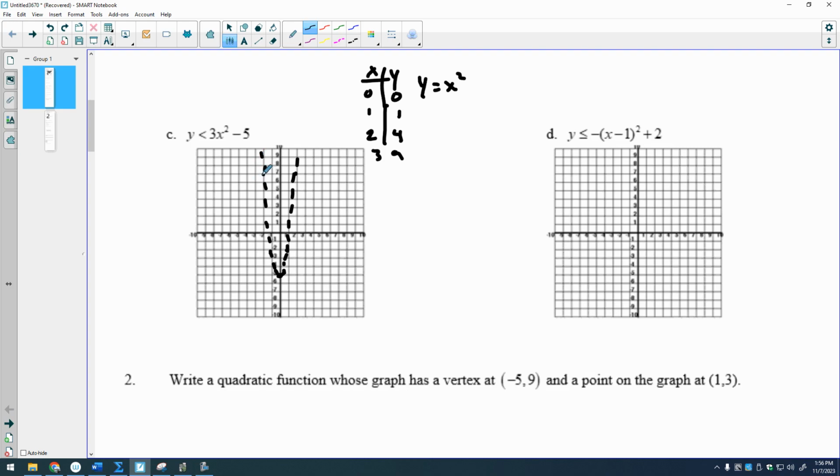Now, here's what we do. We put a pencil on the line or on the curve and ask ourselves the question, which y value is greater than, or which y value is less than that point that's on the curve? Because I'm reading this, I want all y values that are less than the curve. So this is a y value on the curve. These are less than. This is a y value on the curve. These are less than. This is a y value on the curve. These are less than. So I'm shading everything down below the curve.